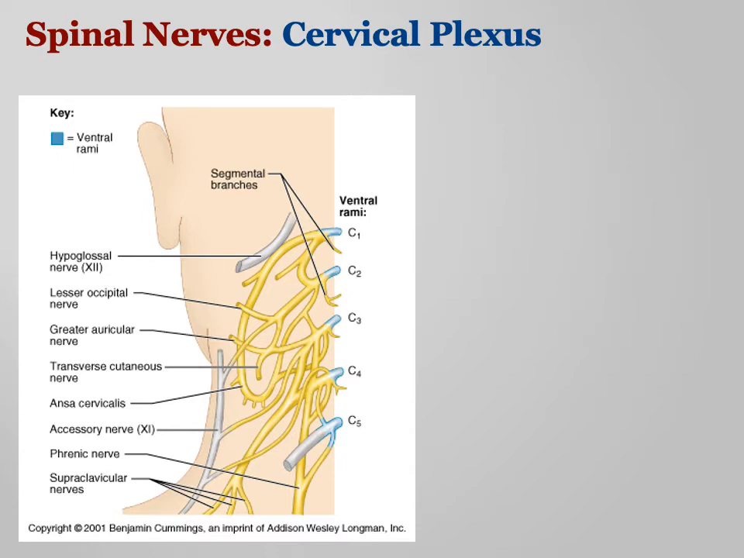So coming out of the cervical plexus is the phrenic nerve. It innervates the diaphragm. The PHR of phrenic is the same PHR as diaphragm. So the phrenic nerve innervates the diaphragm. It emerges between C3 and C5. Notice how, again, look at the plexus. See how they're all bundled together?